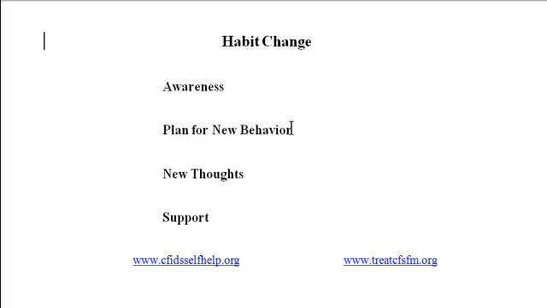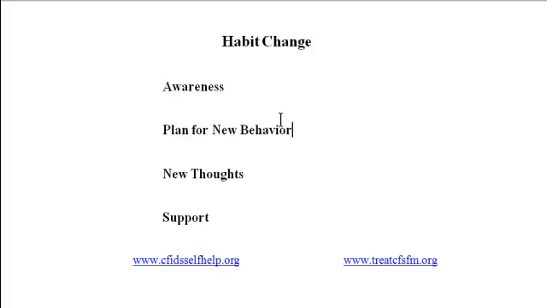The second step I call plan for a new behavior. This is a step where you create an alternative behavior that will replace your old way of doing things. In our example, the alternative is to drop one usual trip outside the house if a new trip is added. The key to success in this step is to plan a response ahead of time so that when a situation arises, you have a plan in place so that you can do something different than you used to do in the past.